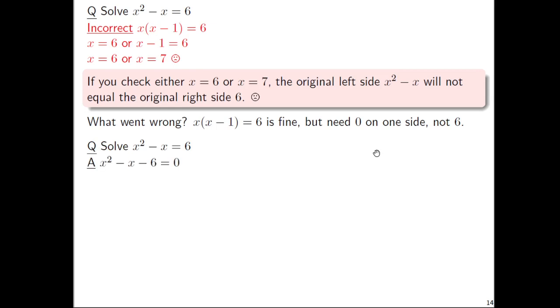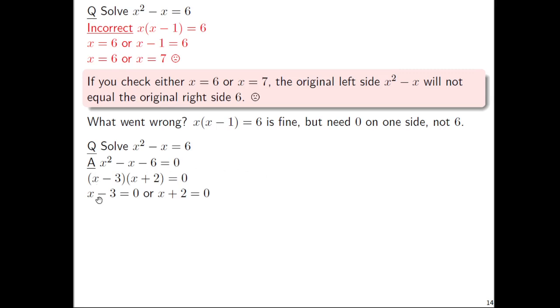And how do we achieve that? We subtract 6 on both sides. So we have x squared minus x minus 6 equals 0. The left side happens to factor x minus 3 times x plus 2 equals 0. Now apply the zero product property. You got to have a 0 to apply the zero product property. The text up in red shows somebody trying to apply the zero product property without a 0.